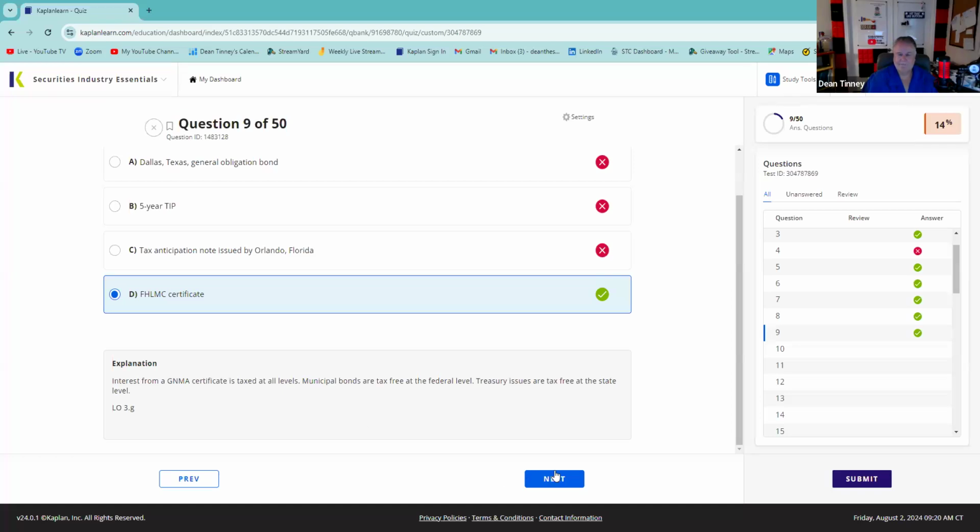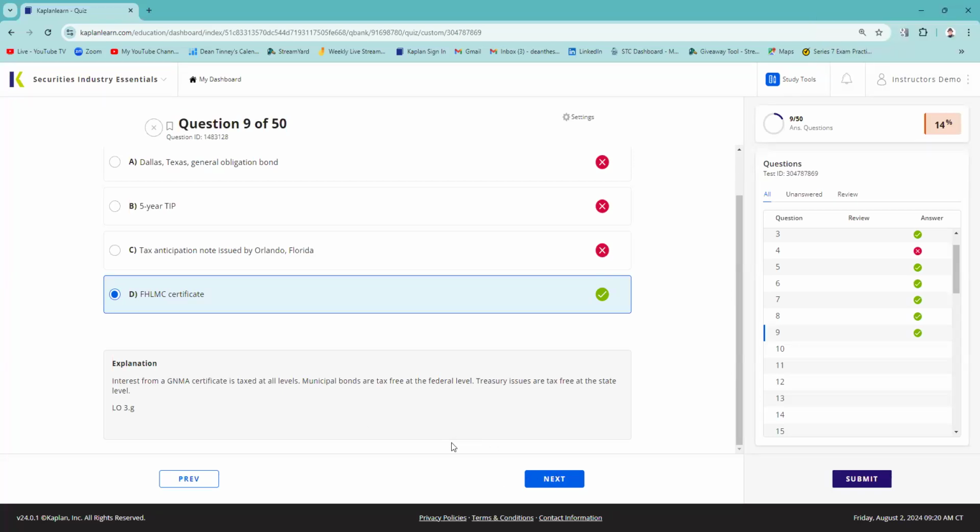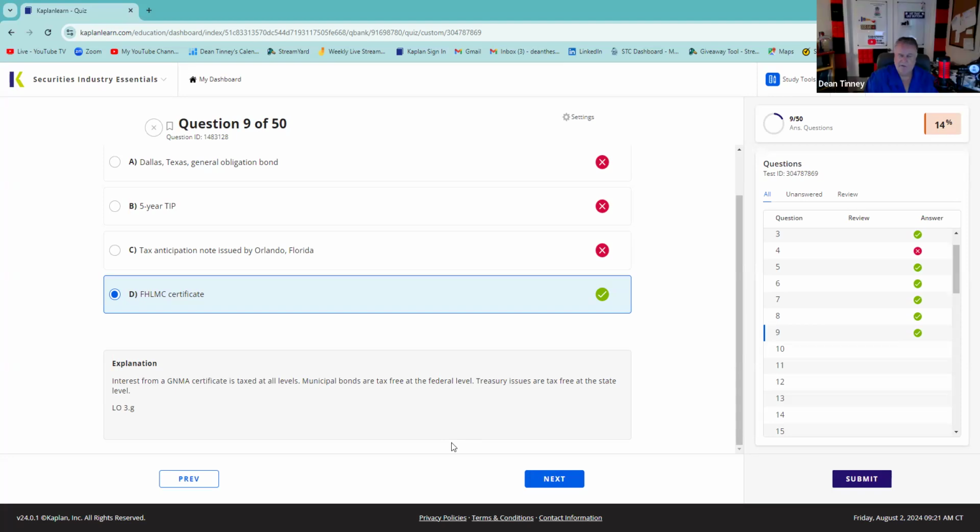So Ginnie Mae is taxed at all levels. There are three government-sponsored agencies: Ginnie Mae, Freddie Mac, and Fannie Mae. All are designed to promote home ownership. All of them issue pass-through mortgage securities. Ginnie Mae, unlike the others, very testable, has the full faith and credit of the U.S. Treasury. The others have an implied backing. Ginnie Mae, unlike the others, pays interest and principal monthly. Ginnie Mae, like all the others, is fully taxable.